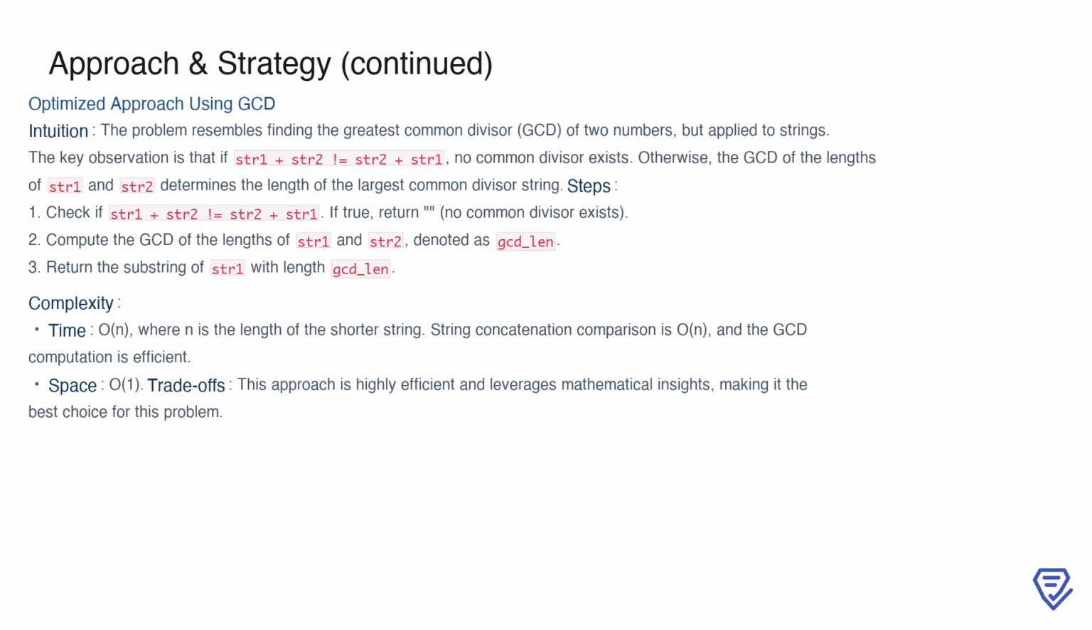This approach is highly efficient, running in linear time relative to the shorter string, since string concatenation and the GCD computation are both fast. It also uses constant space, making it an excellent choice for this problem. By leveraging mathematical insights, we avoid the inefficiencies of brute force and achieve a scalable solution.